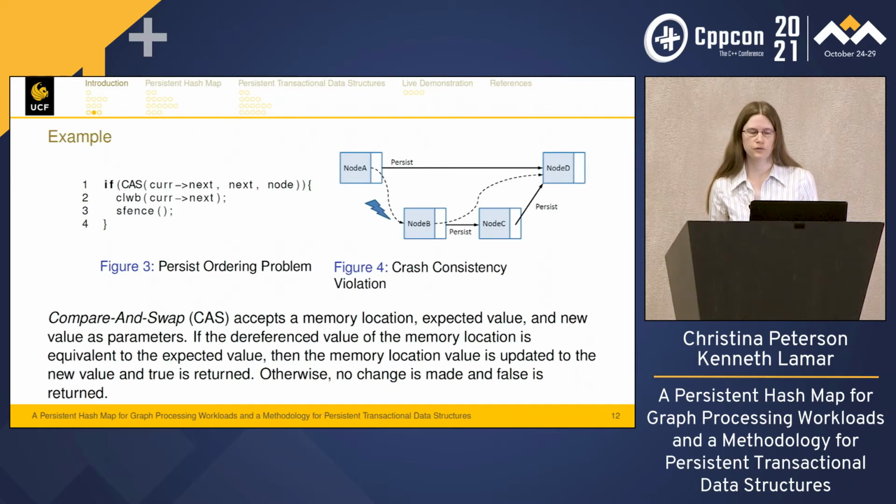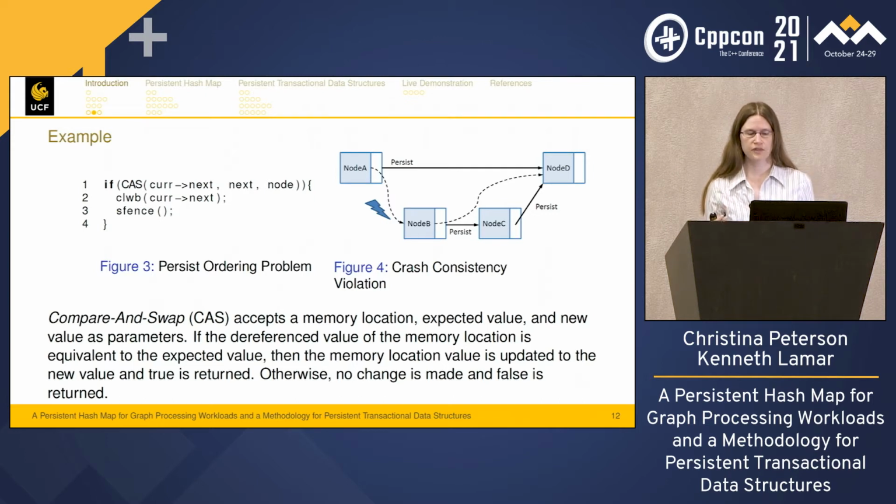So here's a very simple code example where we're going to do a compare and swap. Compare and swap is an atomic instruction that accepts a memory location, an expected value, and a new value. If the dereferenced value of the memory location is equivalent to the expected value, then the memory location is updated to the new value and true is returned. Otherwise, no change is made and false is returned. So let's take a look at this example.